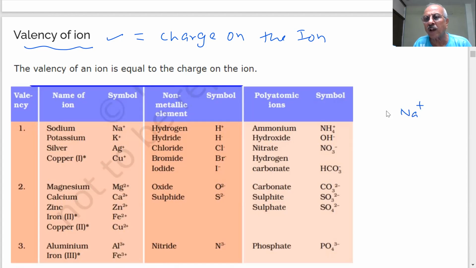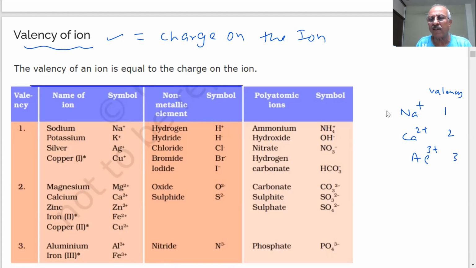When you say sodium, it is +1. Calcium, you are saying there are 2 plus. Aluminum, when I talk of aluminum, student, what do you see? 3 plus. So there are charges on the ions. These charges are the valencies of the ions. So what is the valency of sodium then? Tell me. 1. What is the valency of calcium? 2. What is the valency of aluminium? 3. This is the charges on the ions.